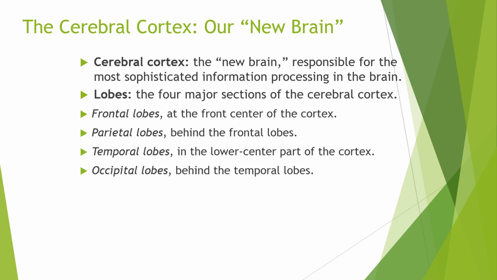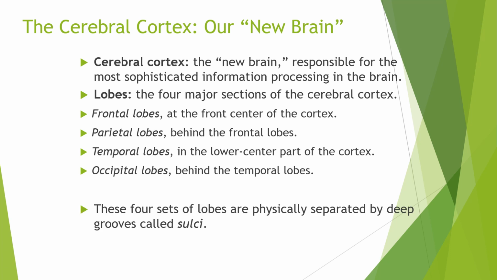So the cerebral cortex is divided into 4 lobes: the frontal lobes, the parietal lobes, the temporal lobes, and the occipital lobes. These 4 lobes are separated by deep grooves, which are called sulci.